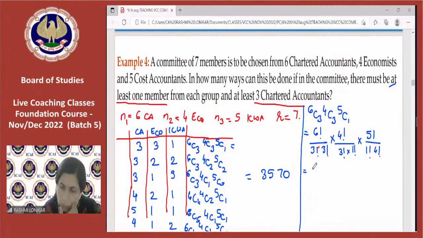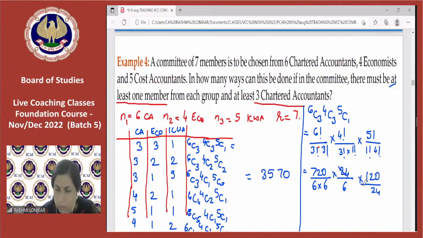Now this I know is 720 upon 6 into 6. 4 factorial is 24 upon 6 into 5 factorial is 120 upon 24. So this 24 gets cancelled. I will get 720 into 120 divided by 36 divided by 6. So I get this as 400. Okay. So similarly, when I solve for all of them and I add all of them, I will get 3570.